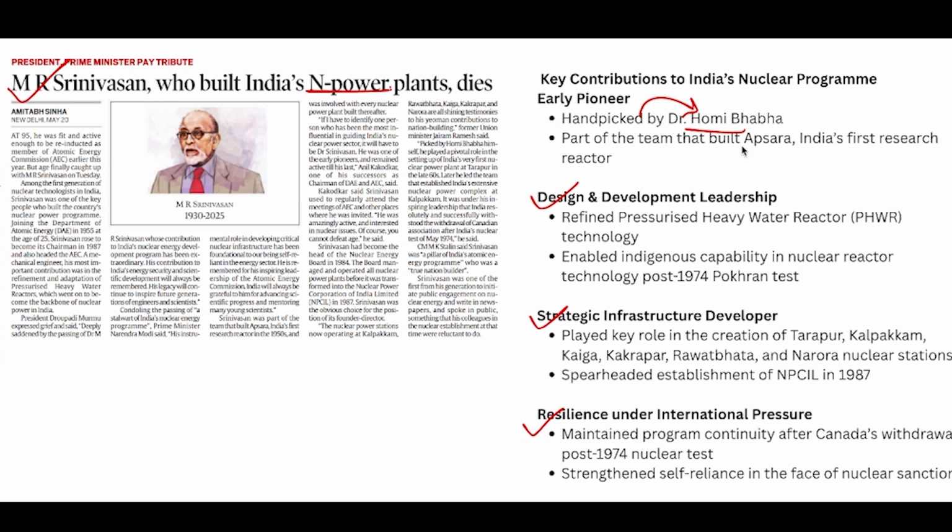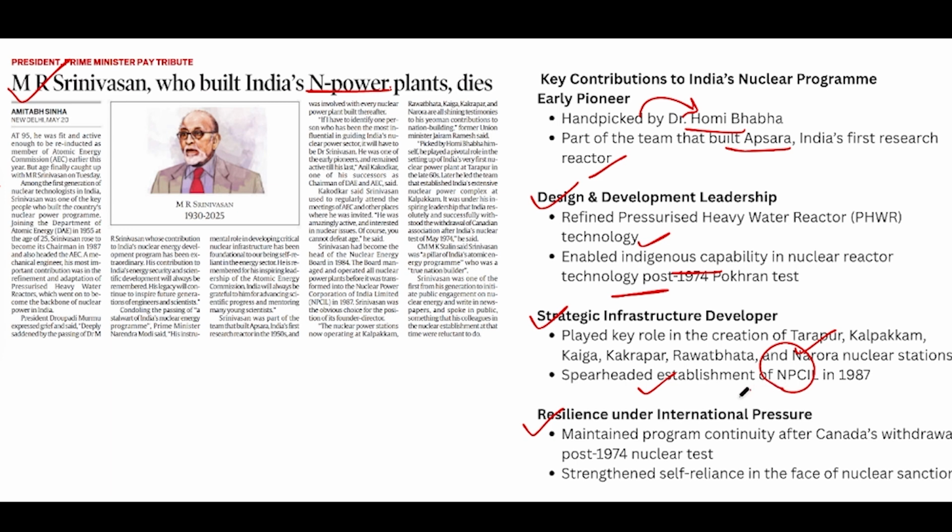He was a part of the team that built Apsara, India's first research reactor. He refined pressurized heavy water reactor technology, which became the first nuclear power plants to give us nuclear energy. He enabled indigenous capability in nuclear reactors post 1974 Pokhran test. He played a key role in the creation of Tarapur, Kaiga, Kakrapar, Rawatbhata and Narora nuclear stations, and he spearheaded the establishment of National Nuclear Power Corporation of India Limited.